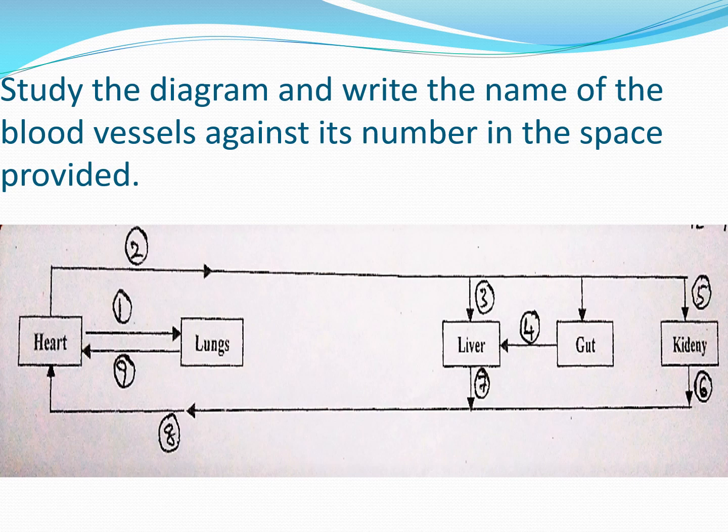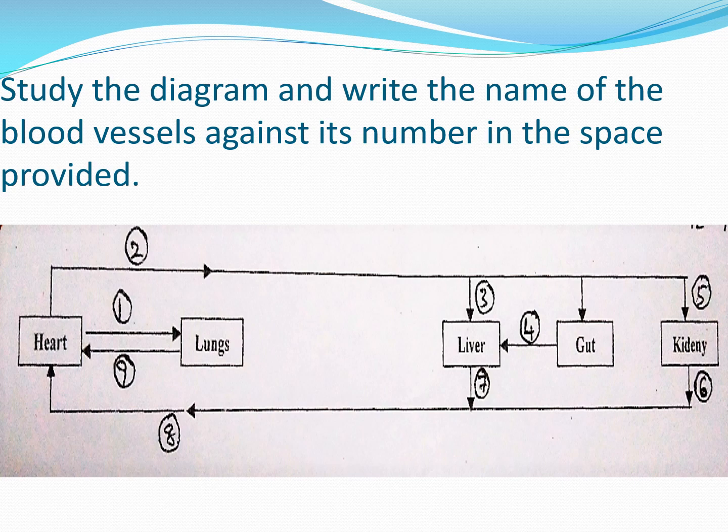Then ninth one, from lungs to heart, the arrow mark is mentioned. From lungs to left auricle, that is pulmonary vein, which is carrying oxygenated blood. So let us take number wise. First one is pulmonary artery, that is heart to lungs. Second one is aorta, that is supplying blood to all the body organs.